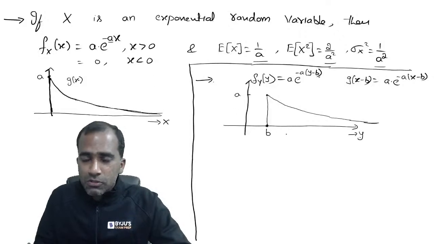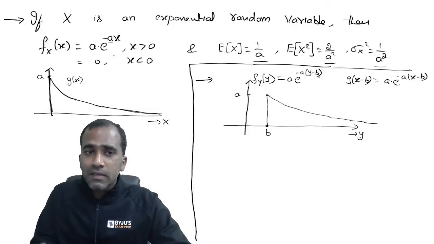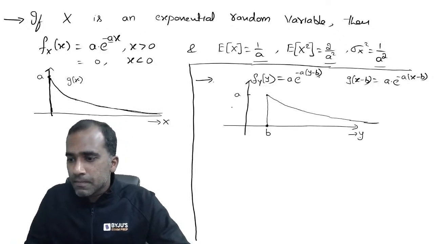Same equation here also. Only thing is, since this is looking like a shifted version of this, that's why I'm replacing the variable. Instead of x minus b, since the variable is y, I'm writing y minus b.